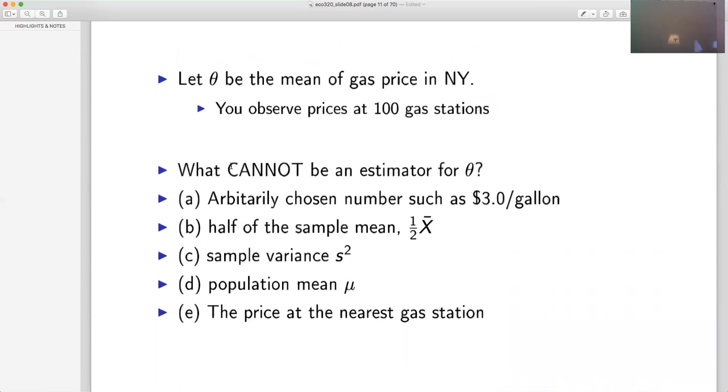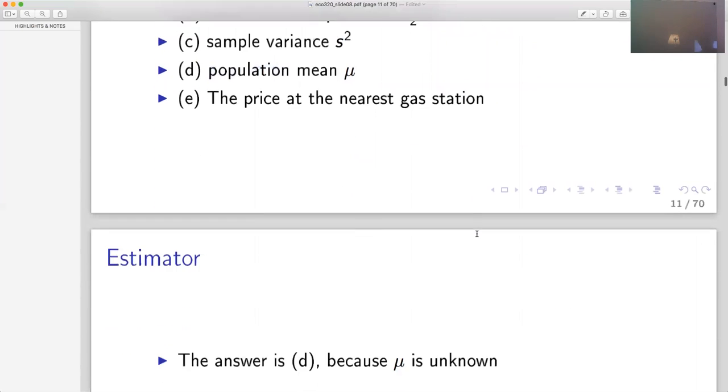So let theta be the mean of gas price in New York. Let's say you observe 100 gas stations. What cannot be the estimator for theta? Again, you might want to take a look at the options: a number, the sample variance, the population mean, or the price near the gas station. What cannot be the estimator? Let's take a look.